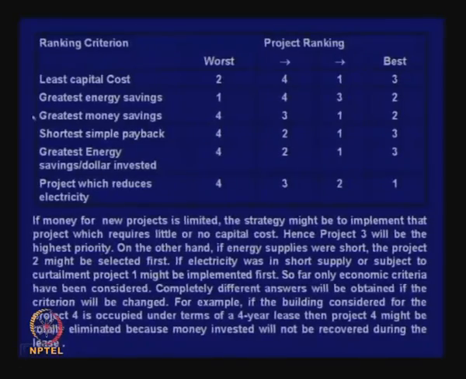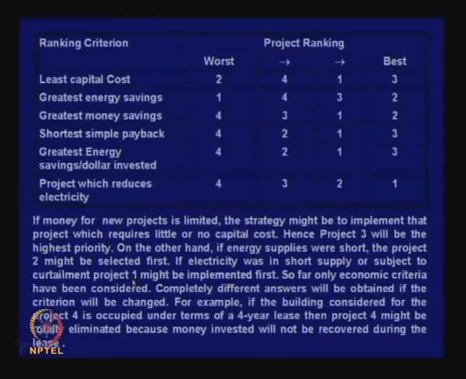And finally, we see that if money for new project is limited, the strategy might be to implement that project which requires little or no capital cost. Hence, project 3 will get the highest priority. On the other hand, if energy supplies were short, the project 2 might be selected first. If electricity was in short supply or subject to curtailment, project 1 might be implemented first.